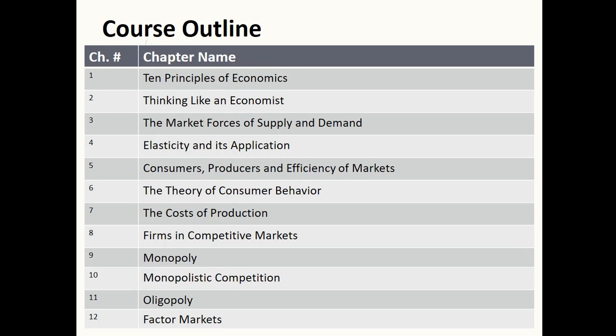Now comes the course outline. We will try to cover 12 chapters during the semester, inshallah. The names are mentioned here: 10 Principles of Economics, Thinking Like an Economist, The Market Forces of Supply and Demand, Elasticity and its Application, Consumers, Producers and Efficiency of Markets, The Theory of Consumer Behavior, The Costs of Production, Firms in Competitive Markets, Monopoly, Monopolistic Competition, Oligopoly and Factor Markets.